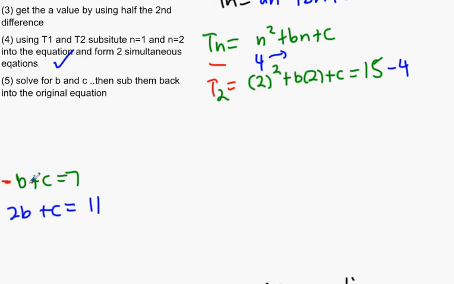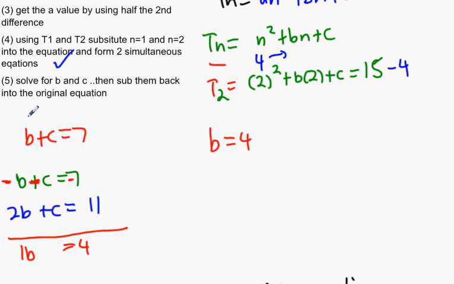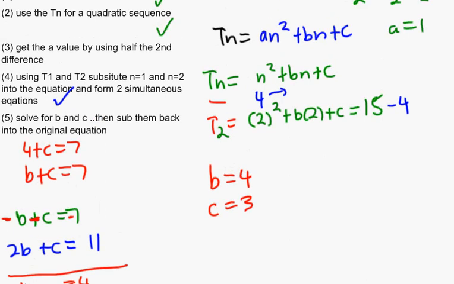So multiply the bottom one by minus. Or sorry, the top one by minus as we're doing it. 2b minus 1b is 1b. c minus c cancel. 11 minus 7. b equals 4. And we had b plus c was equal to 7. b is equal to 4 plus what number will give you 7? 3. Now, solve for b and c. Sub them all back into the original equation.